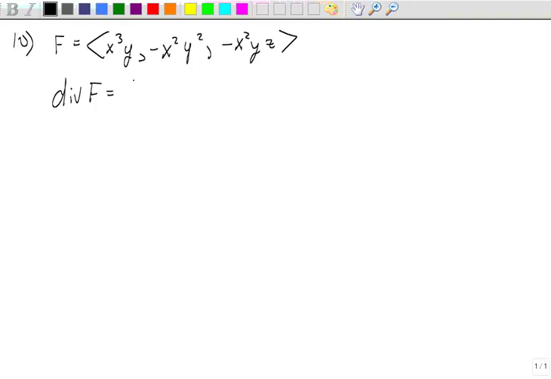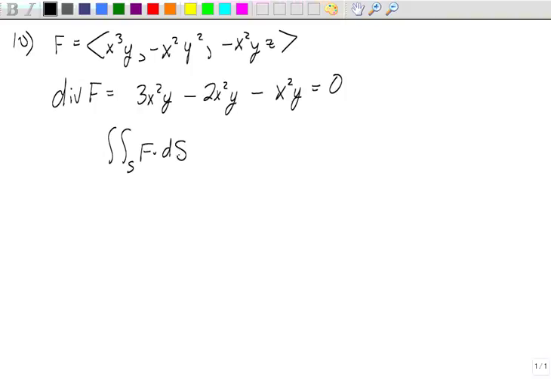Again, that's P with respect to X, Q with respect to Y, and R with respect to Z. That is 0. So when you integrate, that triple integral is just going to be 0.